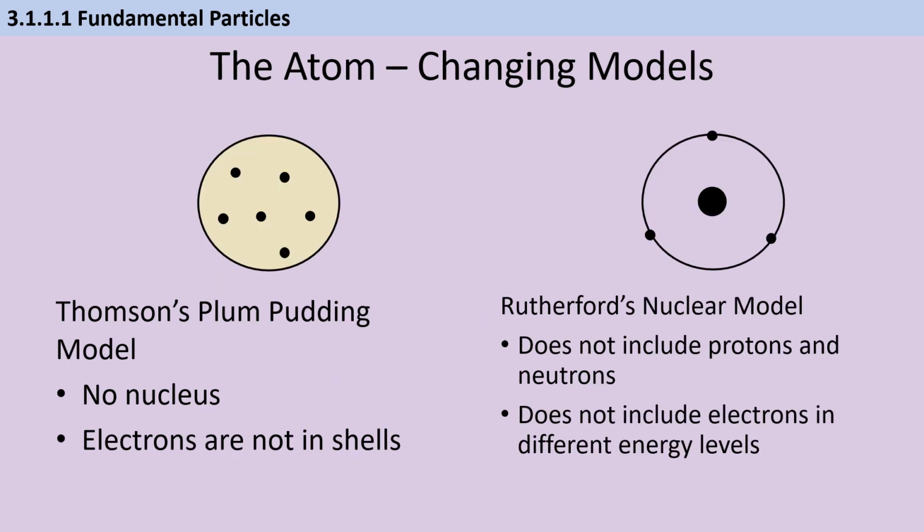You need to appreciate that knowledge and understanding of atomic structure has evolved over time. So this hasn't come up a huge amount, but in 2018 we were asked about differences between the modern model and Thomson's plum pudding model. So you should be aware that that has no nucleus and the electrons are not in shells, they're just scattered throughout the atom. And then in 2021 we were asked about Rutherford's nuclear model. So this doesn't include protons and neutrons, it just has one undifferentiated nucleus, and then the electrons are not separated out into different energy levels or shells.